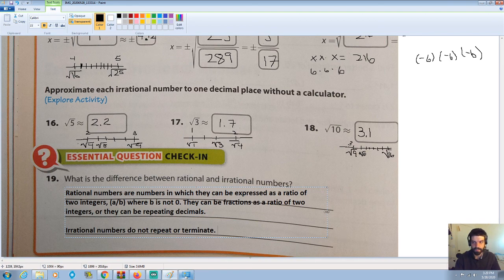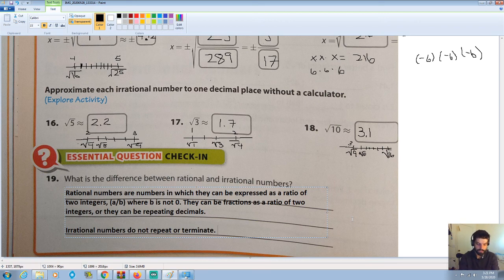I'm trying to think if 1 is a prime number. 1 is not a prime number, sorry. There's a specific rule with it, but 5 and 3 are prime numbers, so we can see that those are irrational. But they do not repeat or terminate.